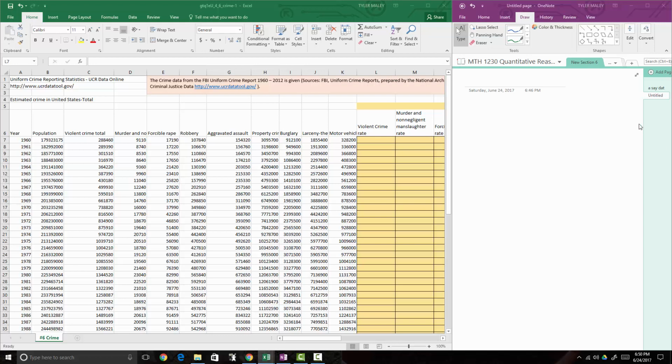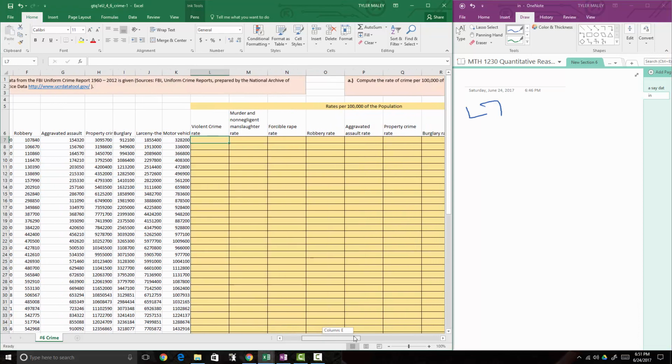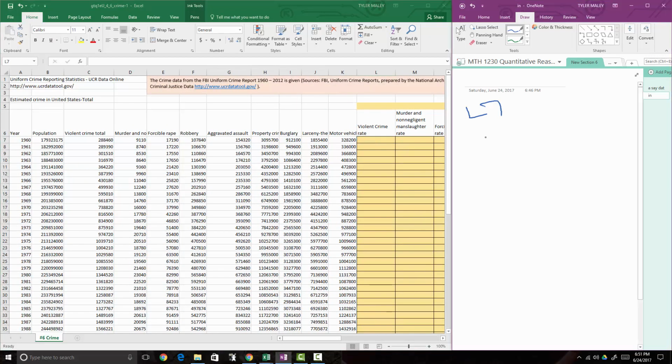All right, so I want to think through putting an Excel formula in cell L7. In this cell, I want the violent crime rate, and it says per 100,000 of the population. So what I want to do is violent crime over the population, and this would be X, and then here we want this to be 100,000.